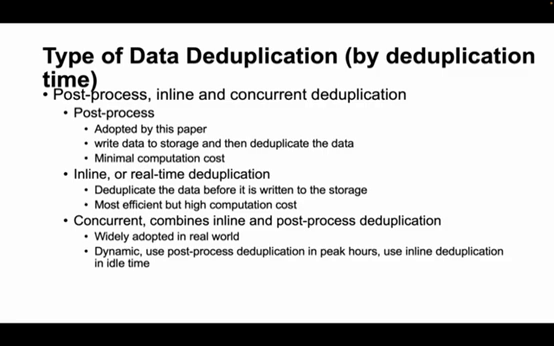Concurrent deduplication is a hybrid approach that combines inline and post-process deduplication. It performs inline deduplication in idle time and post-process deduplication in peak hours. This ensures that data is deduplicated efficiently while minimizing the impact on the storage system performance.